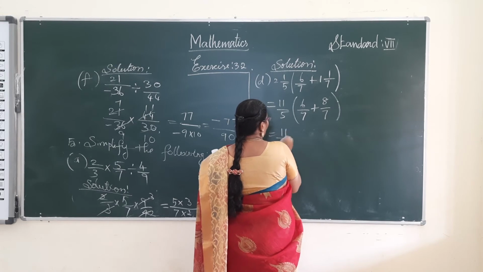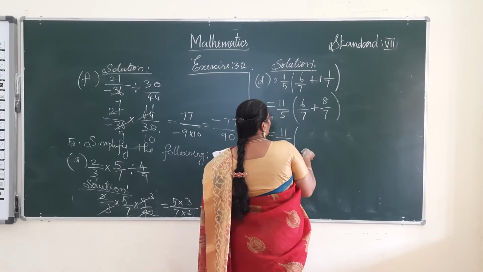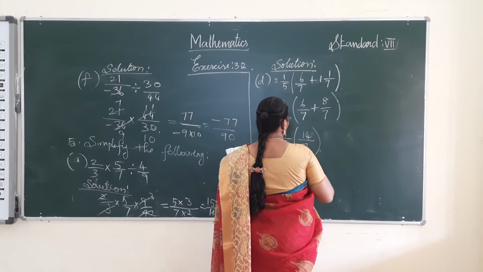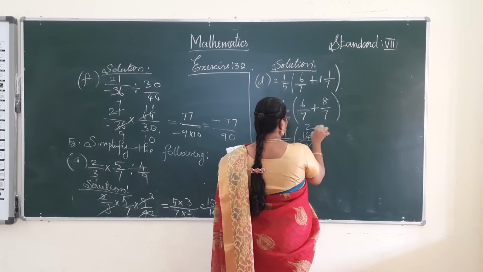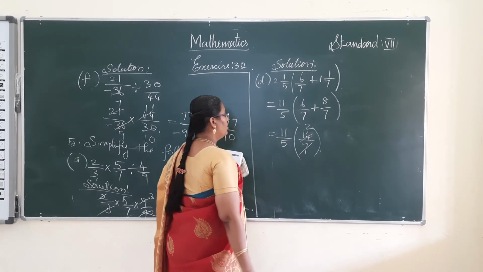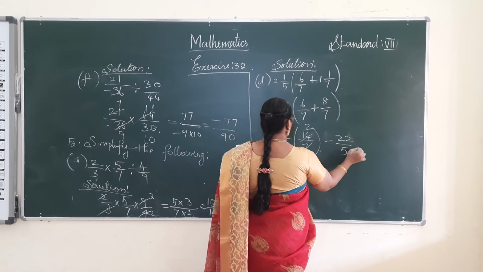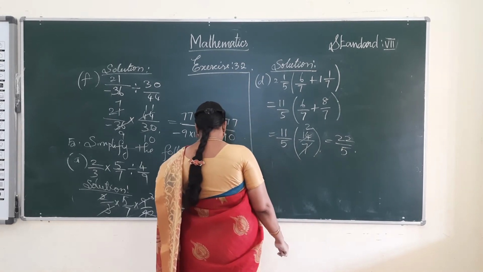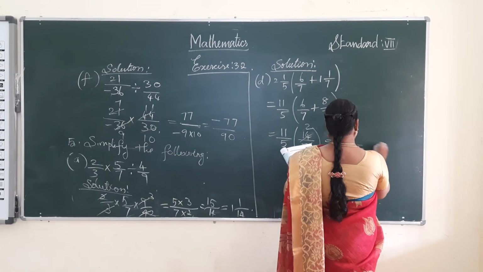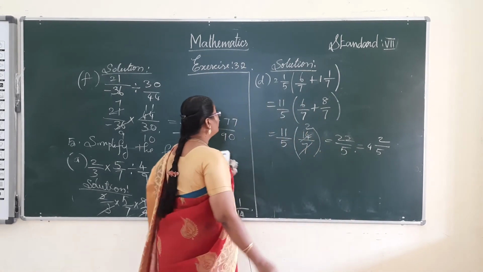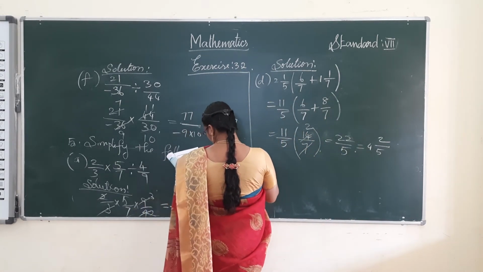So 11/5, 6 plus 8 is 14, 14/7. Okay, cancel in the 7 table. 7 2s are 14. So the answer is 22/5. 5 4s are 20 plus 2, 22/5. Next, see the G problem.